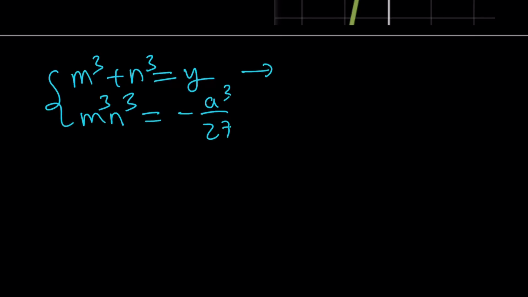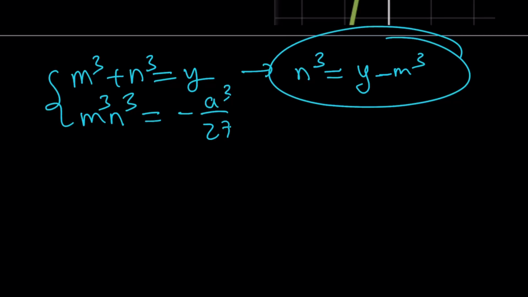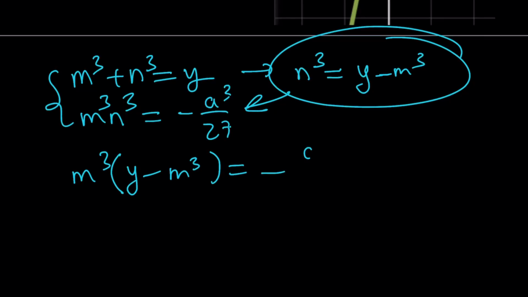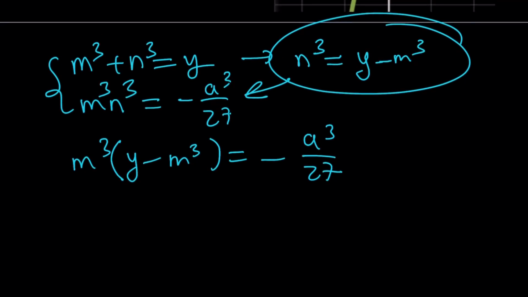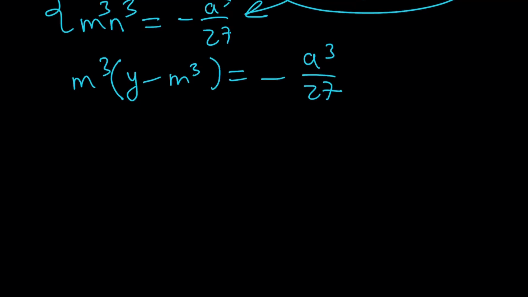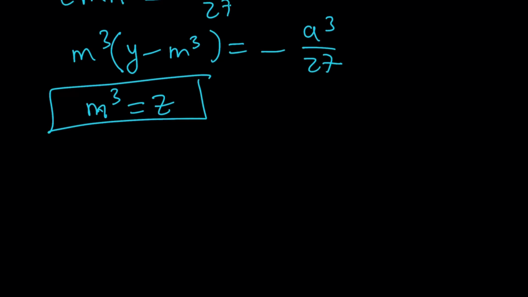I can go ahead and isolate n cubed, write it as y minus m cubed, and then go ahead and substitute that into the second one. M cubed multiplied by y minus m cubed equals negative a cubed over 27. So bear with me because this is going to be a long video. We're going to have a lot of variables to go through. So at this point, I want to replace m cubed with another variable. How about z, to z or not to z? Okay, this gives us z times y minus z equals negative a cubed over 27.